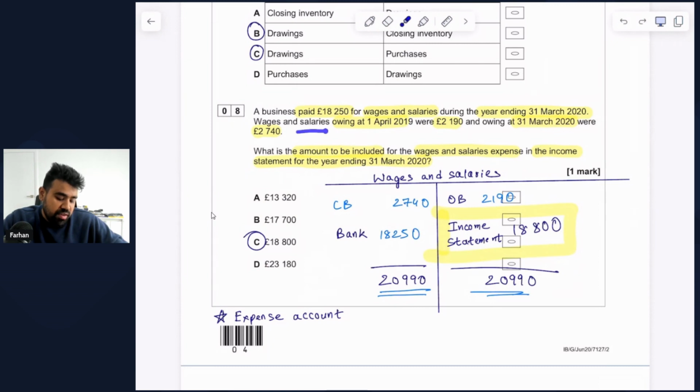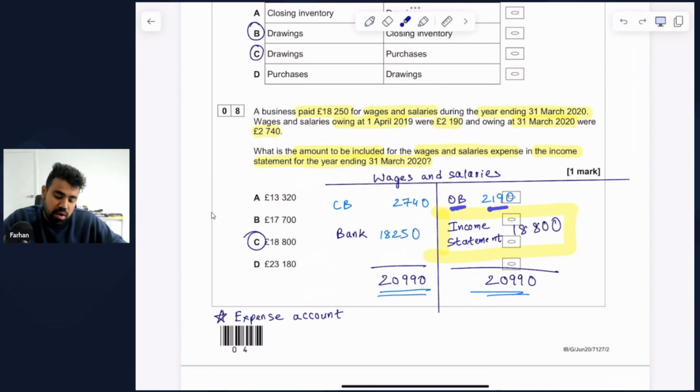Now, wages and salaries owing at 1 April 2019 were £2,190. You see how it explicitly mentions owing, which refers to wages and salaries being a current liability in this case, which refers to wages and salaries that have been incurred but not yet been paid to your employees. So, since the opening balance is a current liability, and based on what you have just seen in the table, we know that this should be going onto the credit side. So you can see I've written on the credit side of the T account opening balance, which is also balance brought down. It's the same thing.